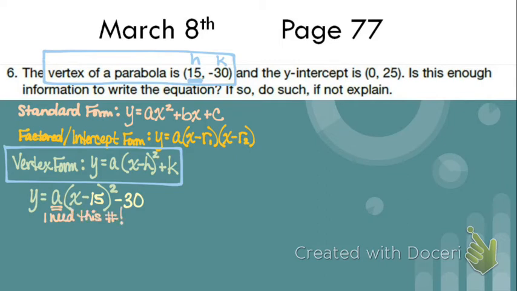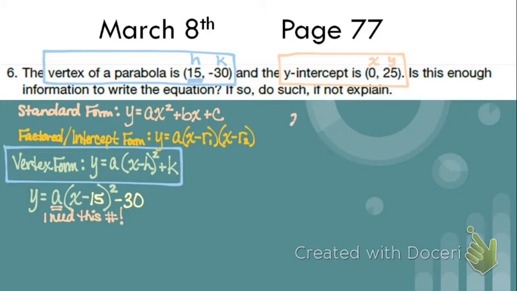How can I find it? Y-intercept. So I'm going to put what in the place of, I don't know, what do I got? Put 25 in for Y and 0 in for X. Perfect.